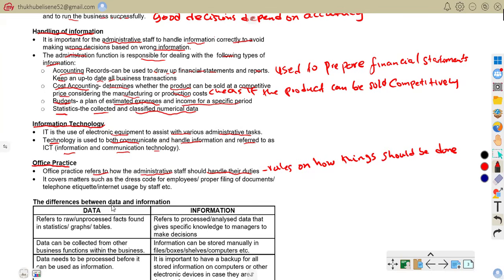That is what we are talking about in the level. What is office practice, and what does it refer to? It covers matters such as dress code, employees' proper filing, telephone, or internet.